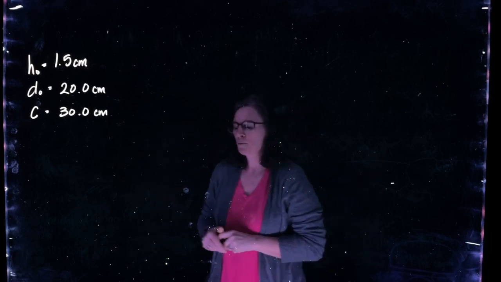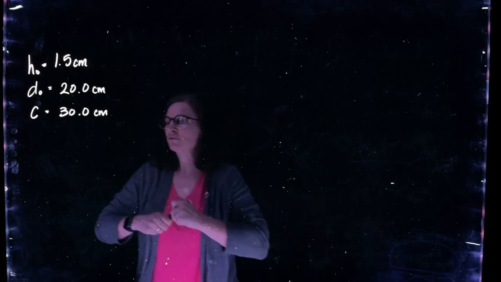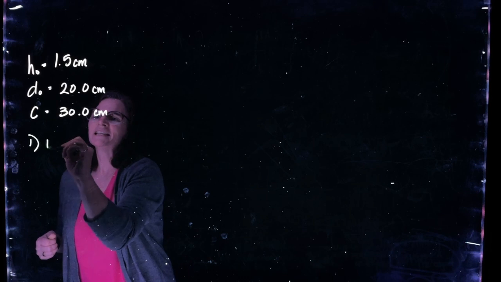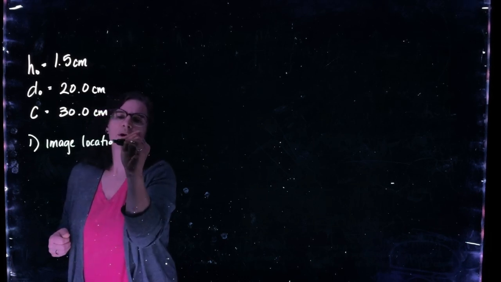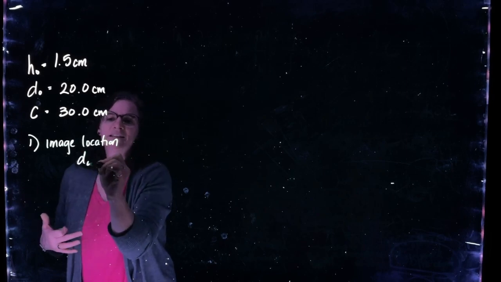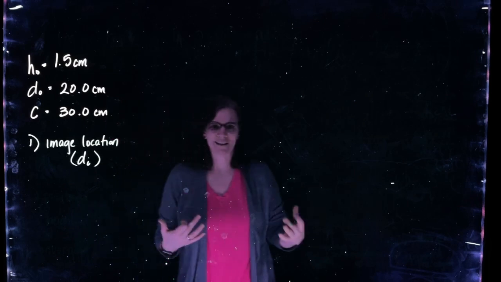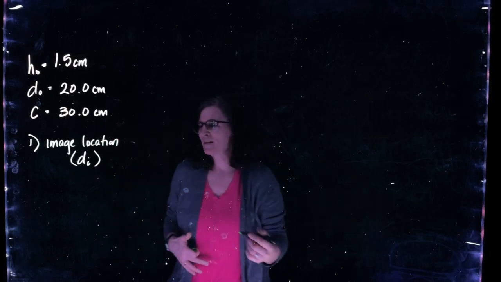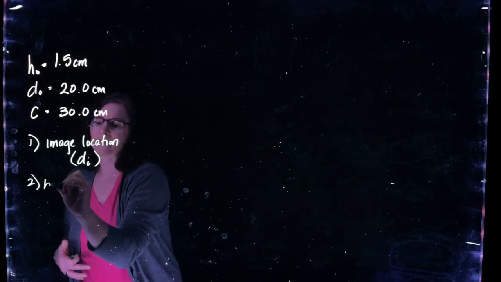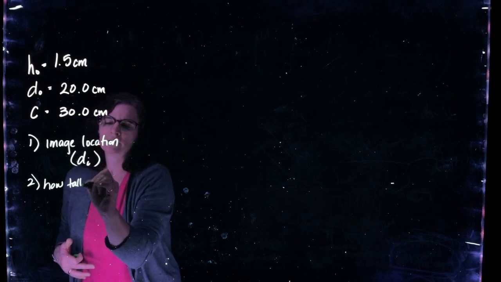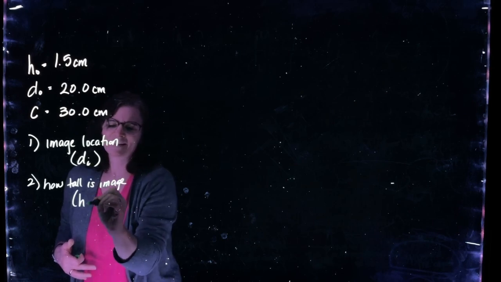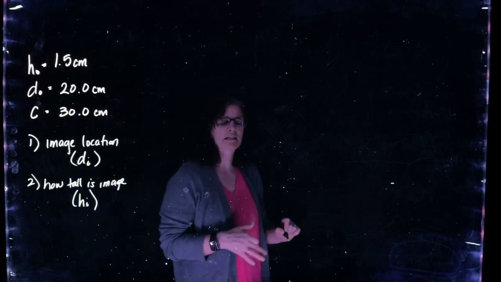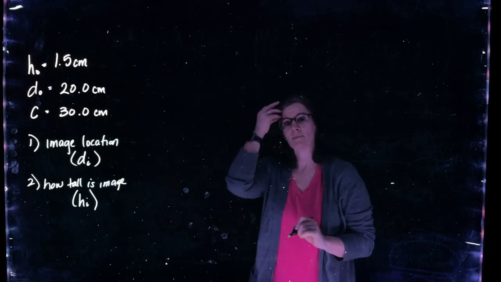Now this problem wants us to answer the question: 1, what is the image location? Okay, so what are we thinking about there? Well, the distance of the image relative to the mirror. And part 2 is how tall is that image? Of course that is our image height. So we're interested in our image distance and our image height.